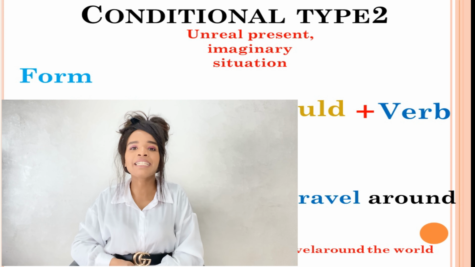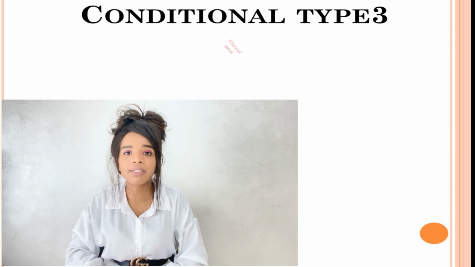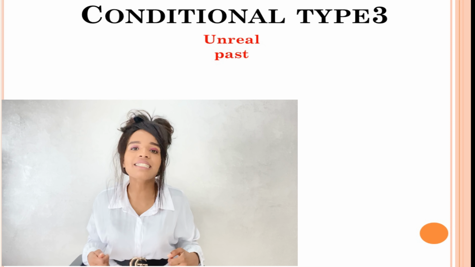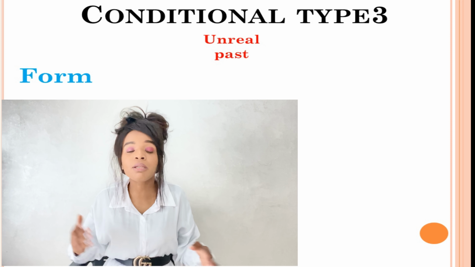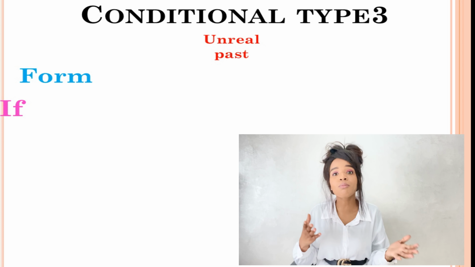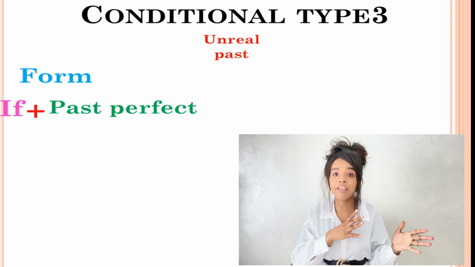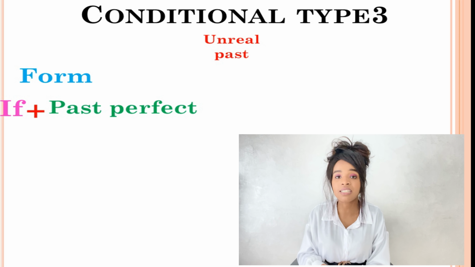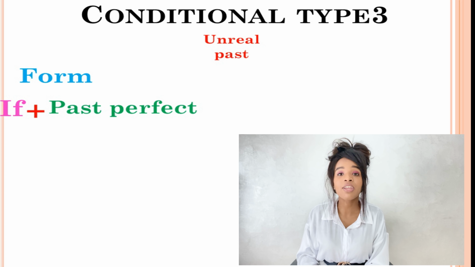Now let's explain the conditional type 3. So conditional type 3 is the unreal past. Unreal past means when I talk about something that happened in the past. It has happened, and I can't change it. The form of this conditional is: if plus the past perfect, that is had plus the past participle, plus would plus the present perfect of the verb.